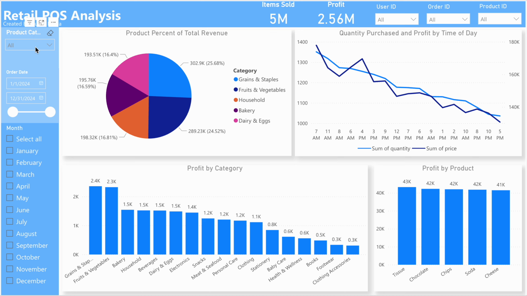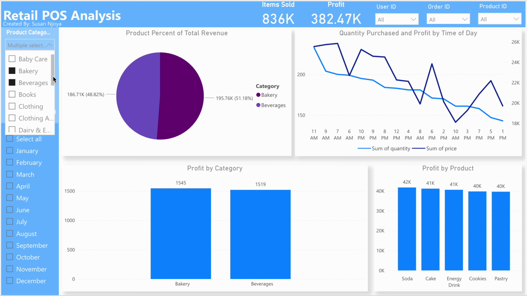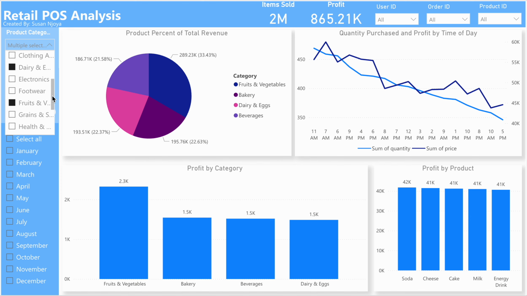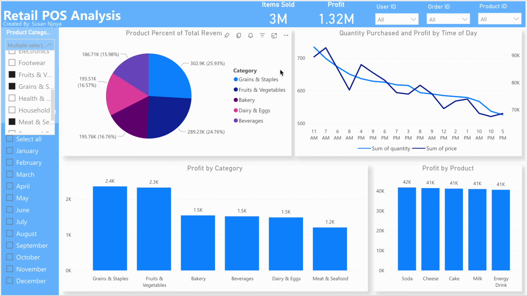So on our left hand side, let's say we wanted to only select items that you could buy at a grocery store. This would be, of course, a very limited grocery store, but we can select the bakery, beverages, some dairy, some fruits, some grains, and some meats. And if you see towards the center of our dashboard, a lot of our graphs have changed.